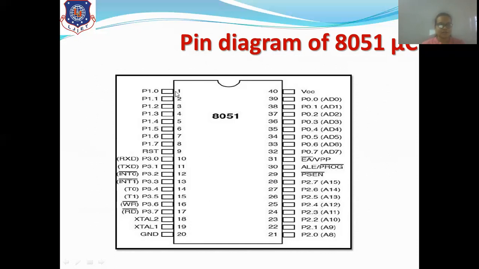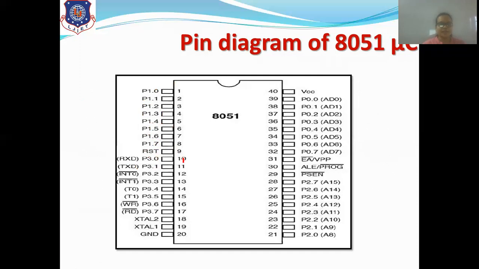Now let's see here, from pin 1 to pin 8 it is port 1: port 1.0, 1.1, 1.2, 1.3, 1.4, 1.5, 1.6 and 1.7. So it will have an 8-bit port 1 on the left hand side, right? After port 1, at pin 9 there is the RST pin, that is the reset pin. Through the reset pin, the 8051 controller will terminate all its activities and the program counter will be at the 0000 location.